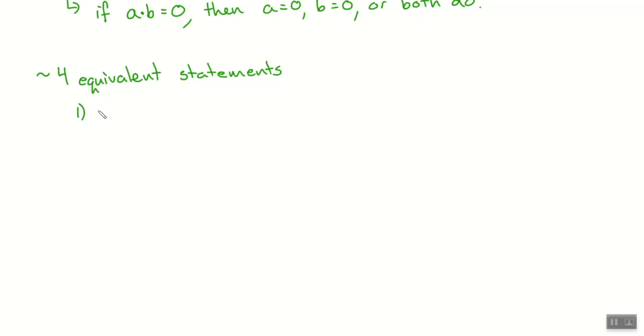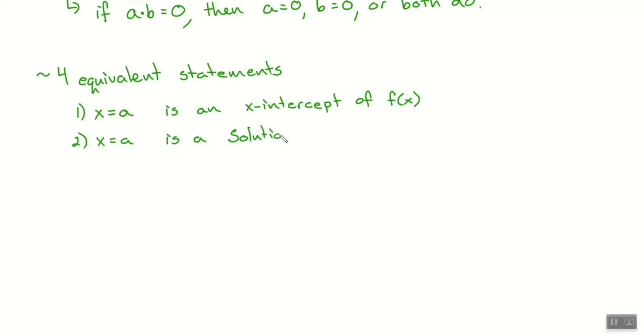that right off the bat, x equals a is an x-intercept. And I'm going to be more specific. We'll say an x-intercept of some function f of x. Okay, an x-intercept. That's one statement. The next one, these are all synonyms or equivalent statements. Another way that we could word this is we could simply say that this x equals a is a solution to the equation f of x, whatever it is, when we set it equal to 0.